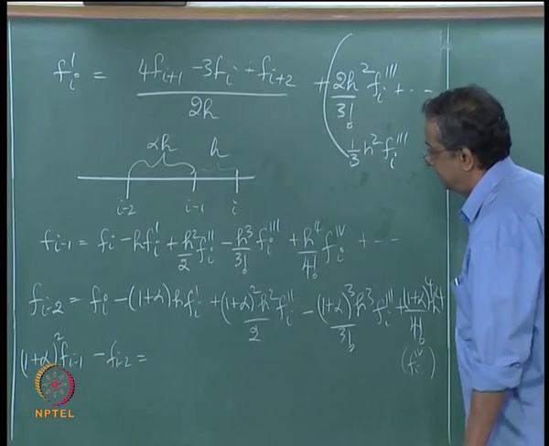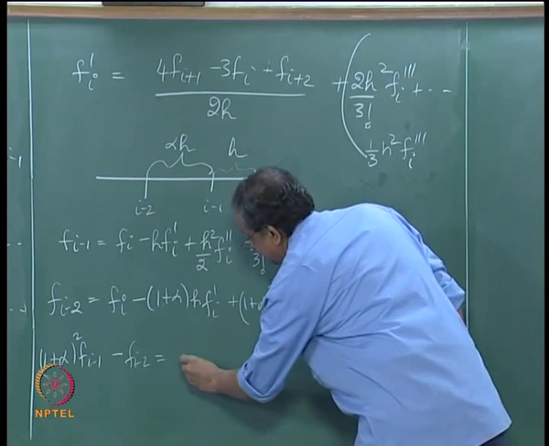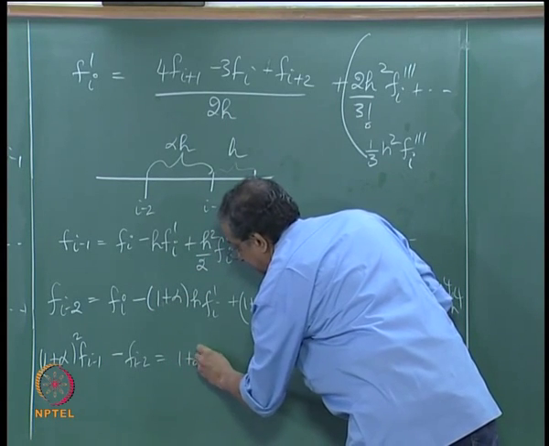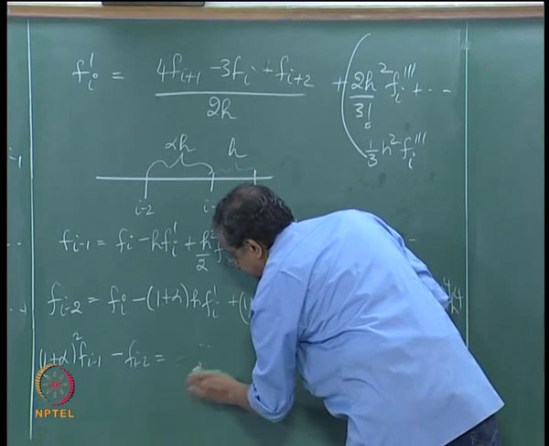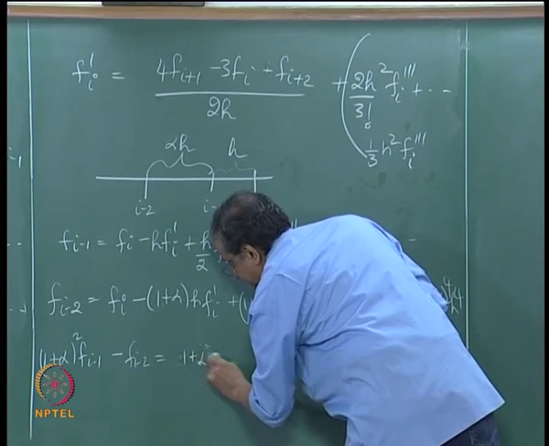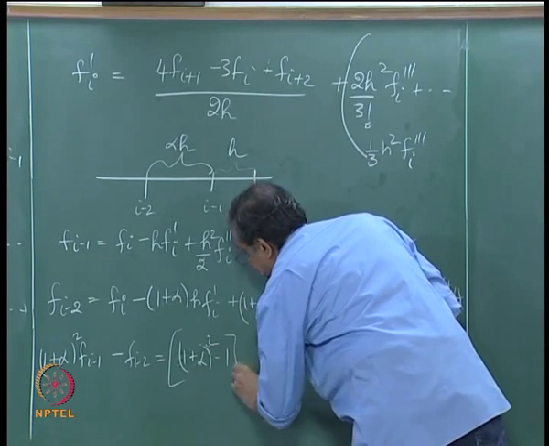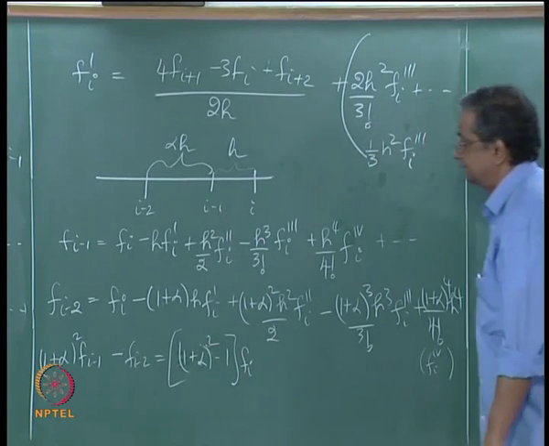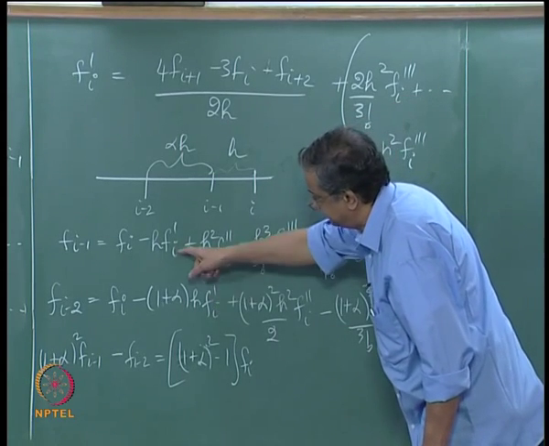F at I minus 2 equals, you have 1 plus alpha squared, oh I keep doing that, minus 1 f at I. What happens to this term?